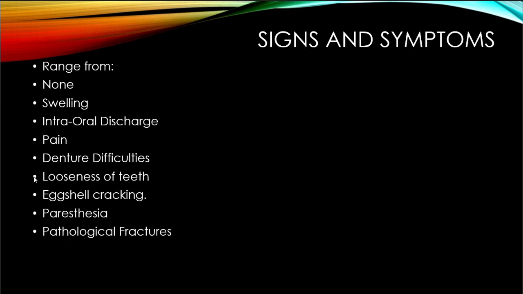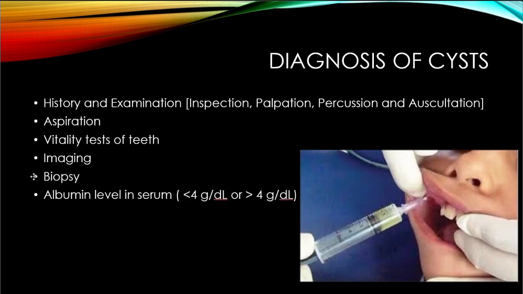So signs and symptoms can range from none, to swelling, intraoral discharge, pain, denture difficulties, looseness of teeth, eggshell cracking of the bone, paresthesia, and pathological fractures. Now, to diagnose a cyst, first we will need the history and examination. We inspect for any swelling, looking at the patient for any apparent swelling, palpation for the eggshell cracking and the fluid content, percussion, and auscultation.